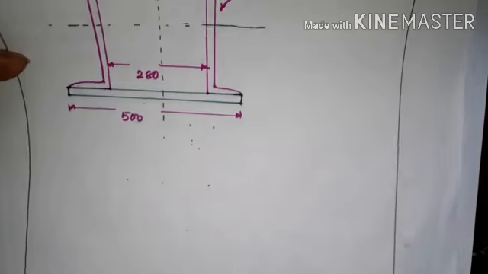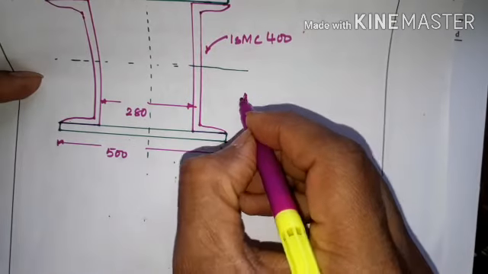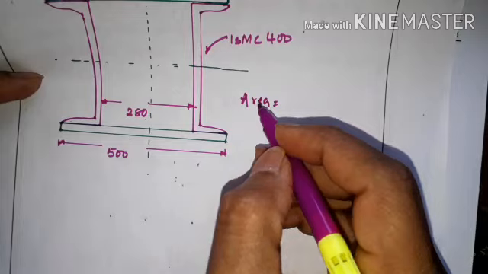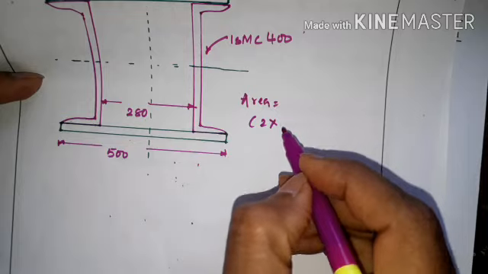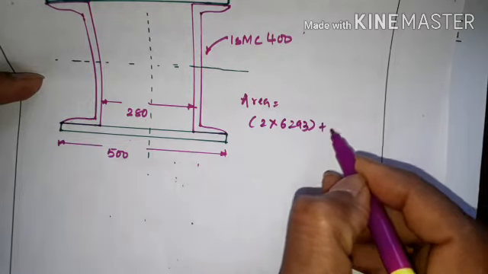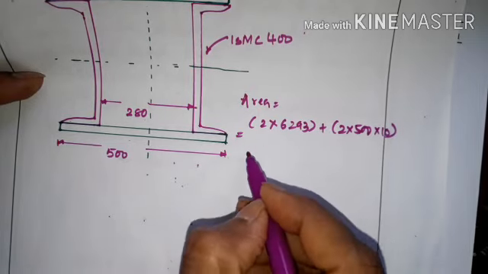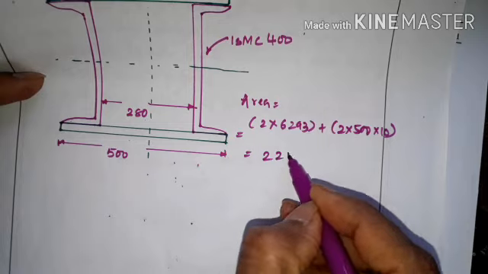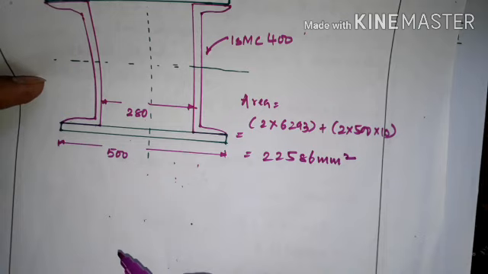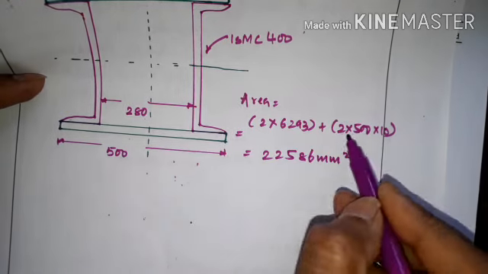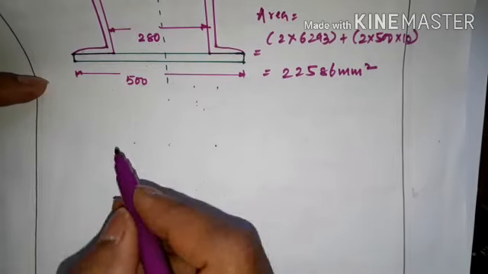First of all, the area of this section: we have two channel sections and two plates, so that is 2 times 6293 for the channel plus 2 times 500 mm by 10 mm. So we will get the area as 22586 mm square. So this is the total area, that is 2 times channel section plus 2 times the plate.